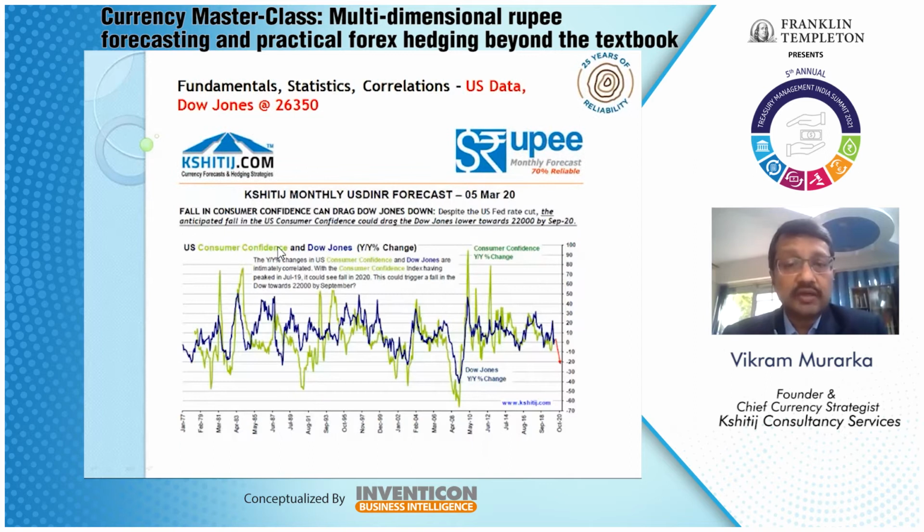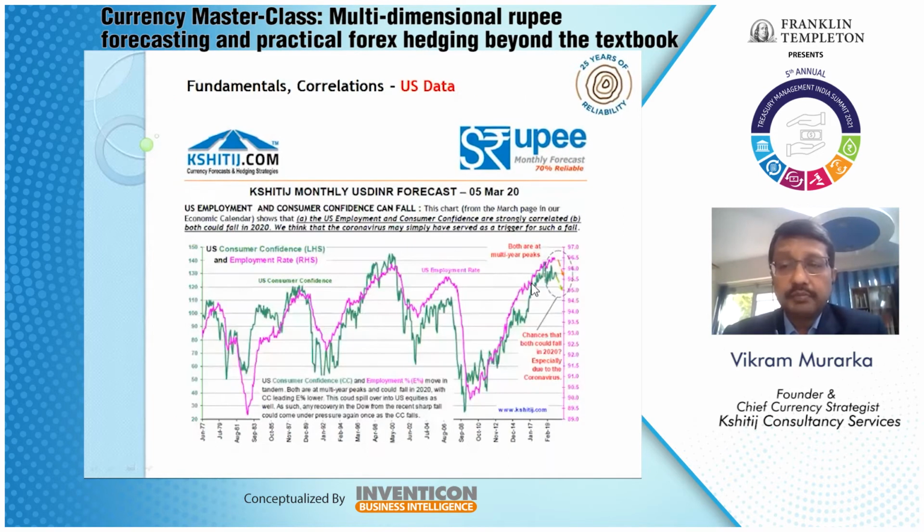Now this chart, we have the US consumer confidence, the green line, as the year-on-year change on the consumer confidence, and the Dow Jones year-on-year change. They are plotted together, and we see a beautiful correlation between them, especially since 1999. Okay, how beautiful is this correlation?